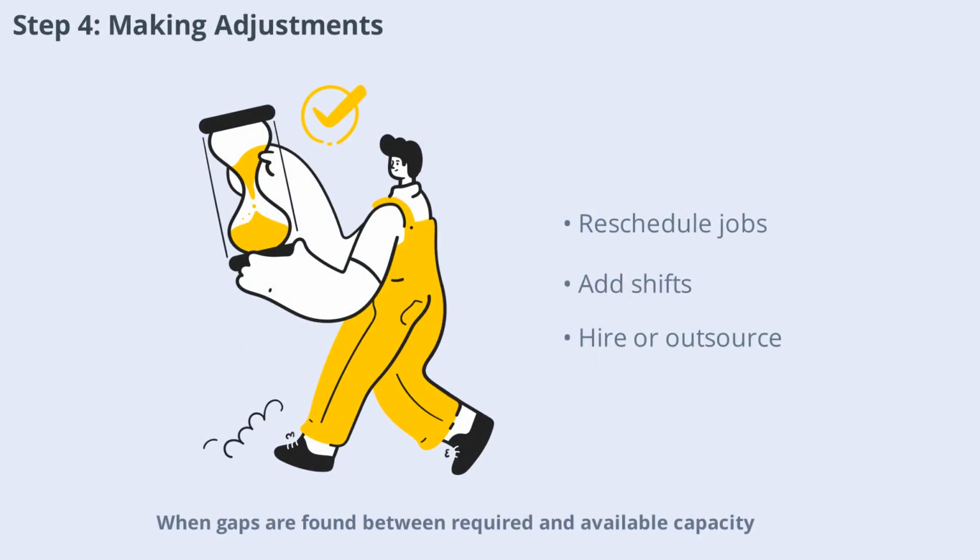Gaps are found between required and available capacity. Adjustments must be made. This could mean rescheduling jobs, adding extra shifts, hiring temporary workers, or outsourcing certain tasks. The goal is to balance the workload so that production targets are met without overburdening resources. Effective adjustments ensure that customer orders are fulfilled on time and that resources are used efficiently.